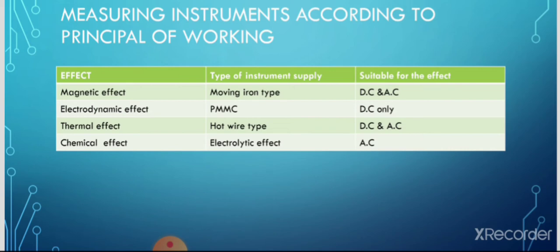The next effect is chemical effect. It exists in electrolytic meter type instruments which are used for DC, and the instrument used is the ampere hour meter. The next one is the electromagnetic induction type effect. It exists in induction type instruments which are suitable for AC, and the instruments used are ammeter, voltmeter, wattmeter and energy meter. This is the classification based on the working principle of instruments.